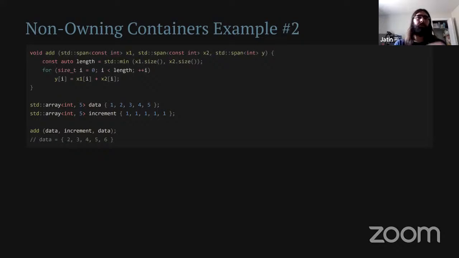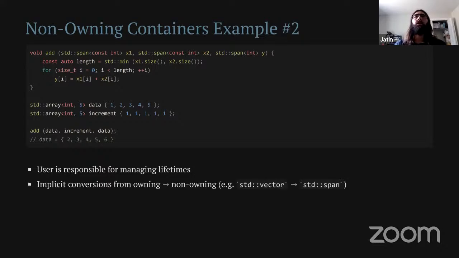So that's how you would use a non-owning container in more general C++ code. And again, just some guidelines. If you're the user, you're responsible for managing the lifetime of the container relative to the memory that it's referring to. In most cases, there will be an implicit conversion to go from some owning container to a non-owning container. And if you want something to be const, make sure you're applying that constness to the type and not to the container itself.